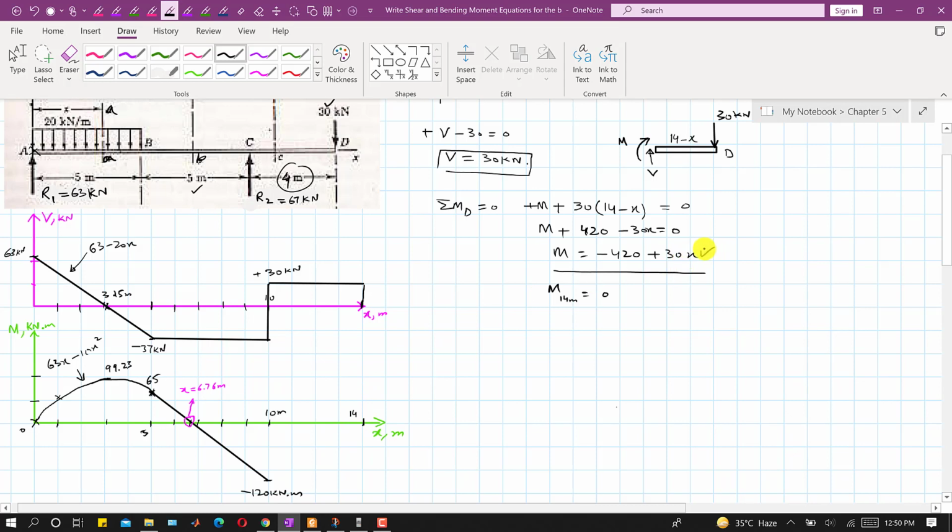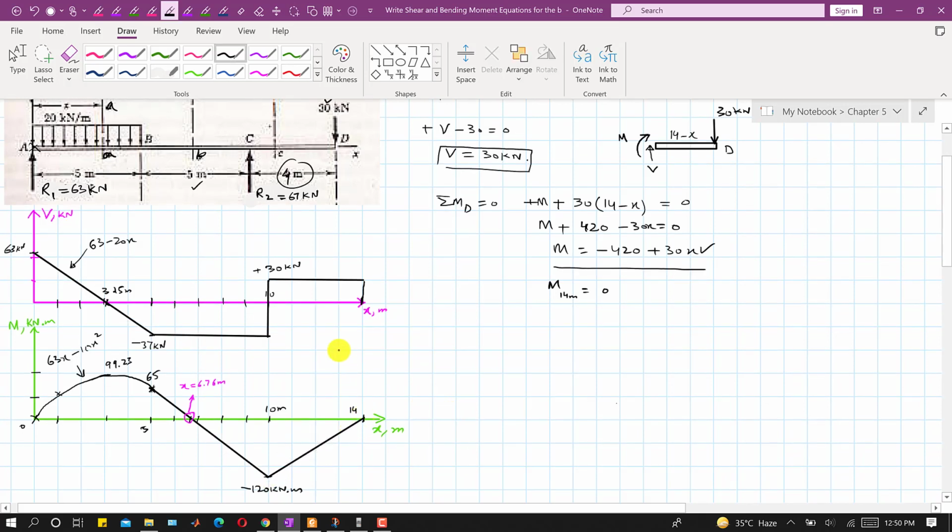Since it represents the straight line equation, now we can join this particular point to this particular point, right? So this is the corresponding shear force diagram, and this is the bending moment diagram for this loaded beam. And from x equals to 0 until x equals to 5 meters, this is the equation for the shear force, and from x equals to 0 until x equals to 5, this is the bending moment equation. This is 63 minus 10x square.